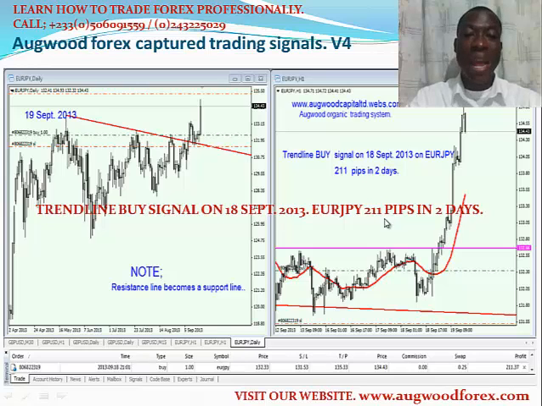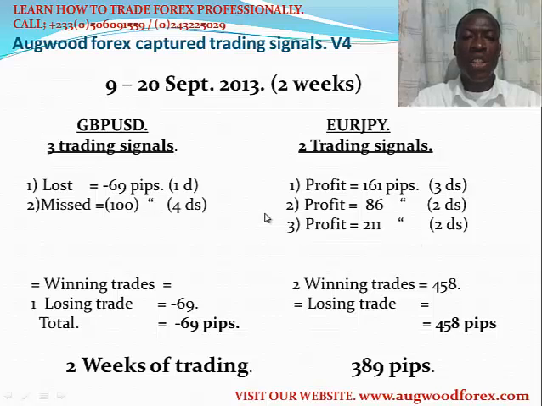At times you can exit earlier than your take profit, but if your take profit is hit, that's great. So in summary, from the 9th to 20th of September 2013, which is 2 weeks of trading, we had 3 trading signals on the pound USD. The first one made a loss of -69 pips in 1 day, and the second one was a missed opportunity that took 4 days to move, and it gave an average of more than 100 pips.